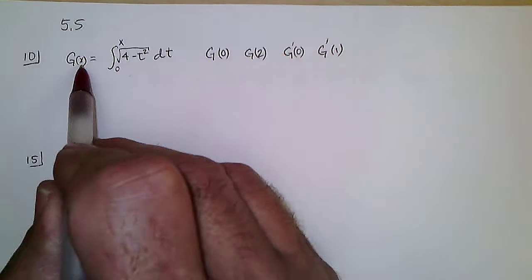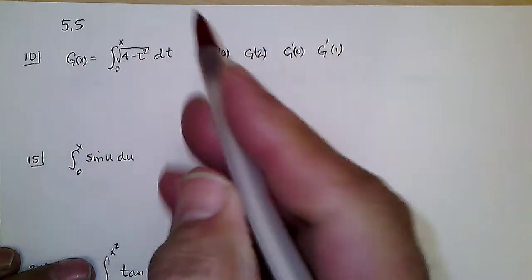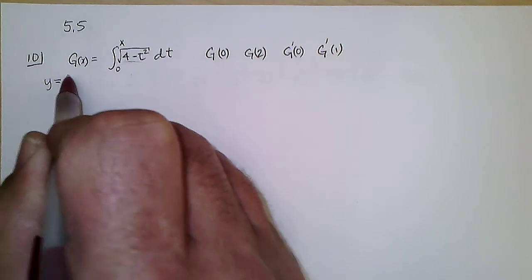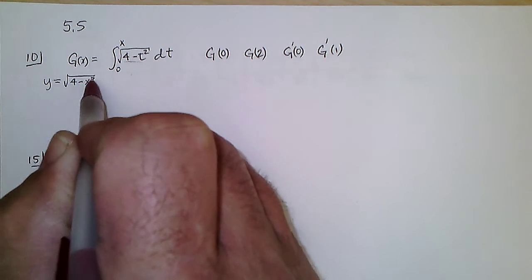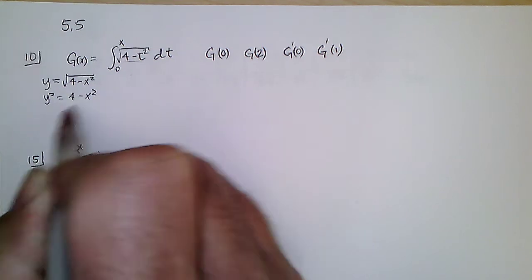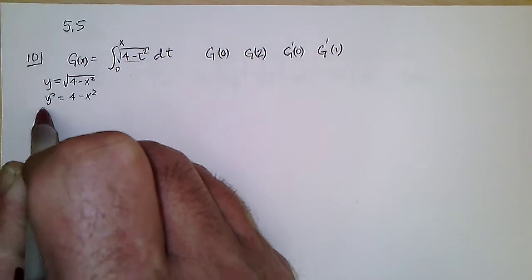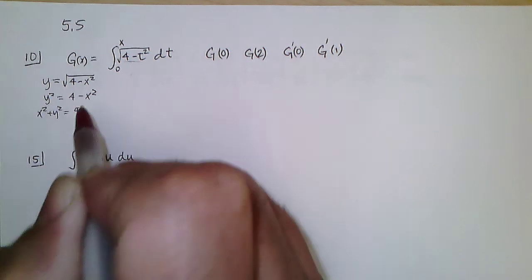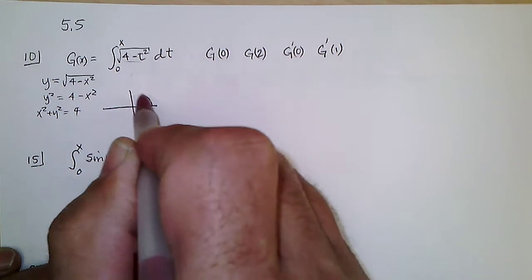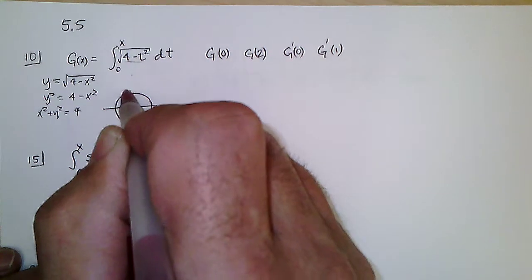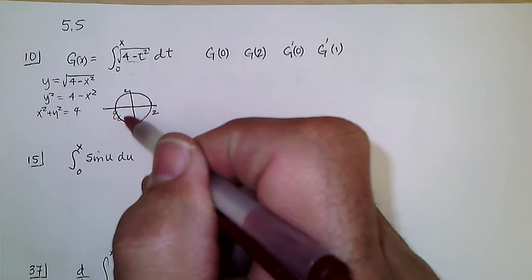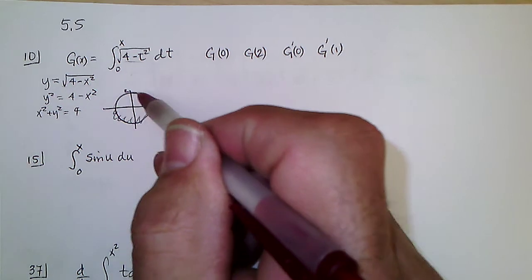Okay, 5, 5. We're supposed to find this out. Now, just for our information here, if this was y equals the square root of 4 minus x squared, square both sides, add x squared to both sides. You should recognize this as a circle of radius 2. And since it's this form, it's the square root, which is the positive half, so it's this.